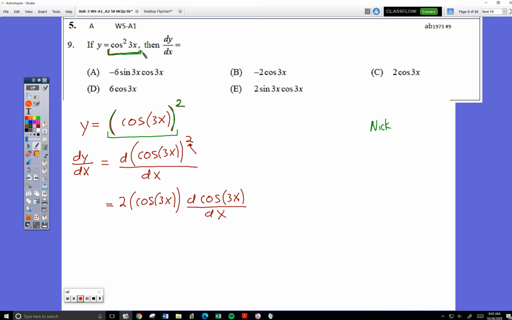So now what? Yes? You write the 2 cosine of 3x, and then take the derivative of cosine of 3x. Yeah, you're fine. So what do I write here, Janessa? It'd be negative sine of 3x, and then d of 3x over dx. There we go. Okay, 3 points for Janessa.